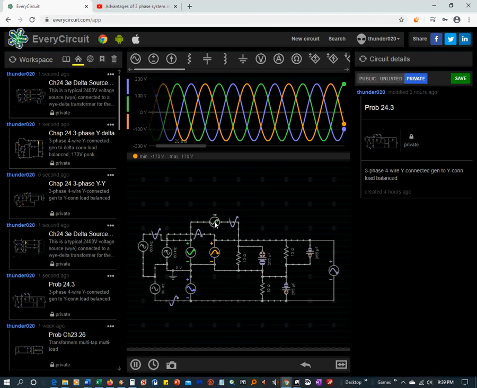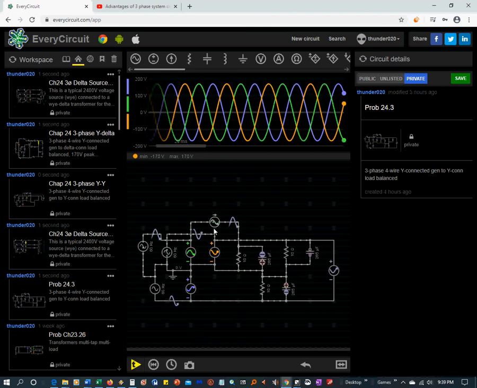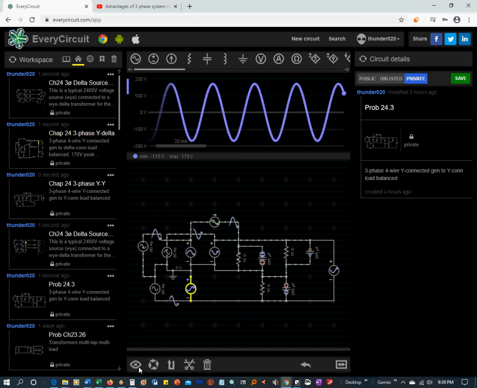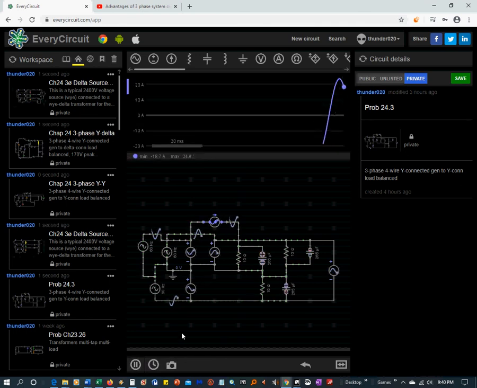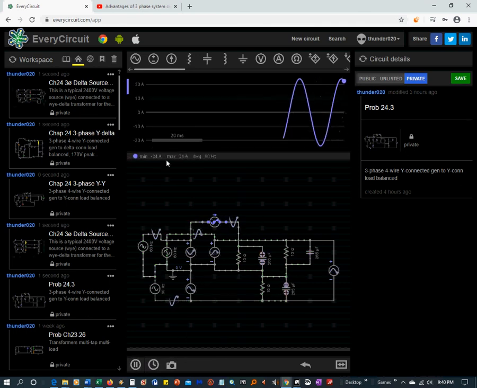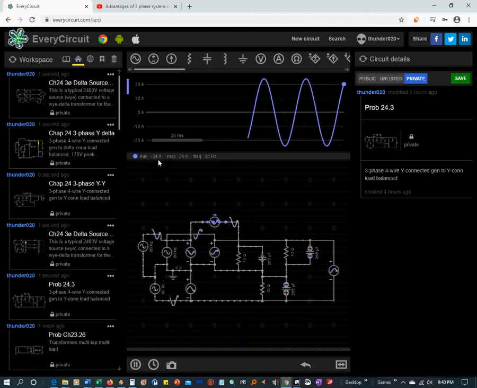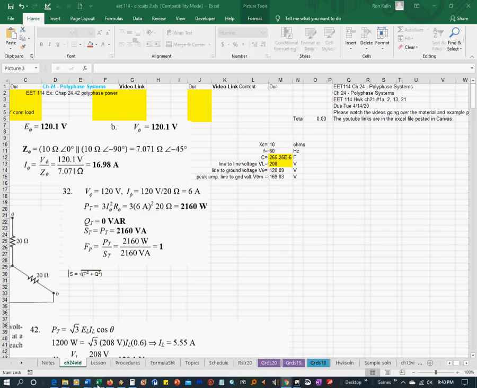So you had to calculate the current. We're going to turn these off and look at the current. I only put one current in there, and that current is 24 amps. 24 divided by the square root of 2 is going to be about 17. So that's it for problem 3.